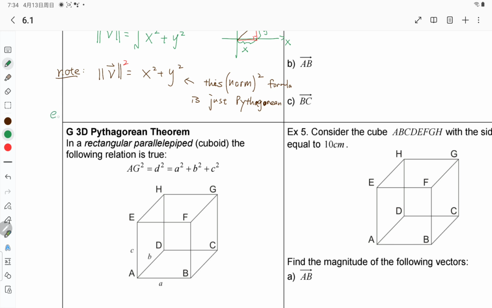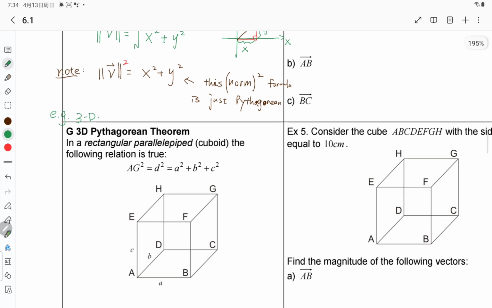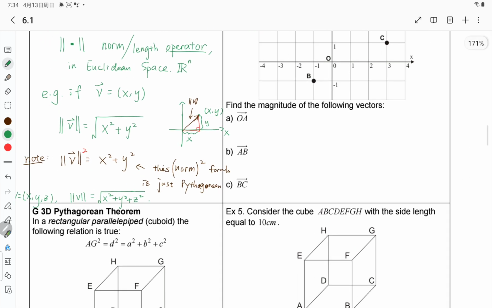And also in higher dimensions, if we generalize to 3D, we have little space here. If v is (x, y, z) in 3D, then the norm square will be x squared plus y squared plus z squared. It's not bad.